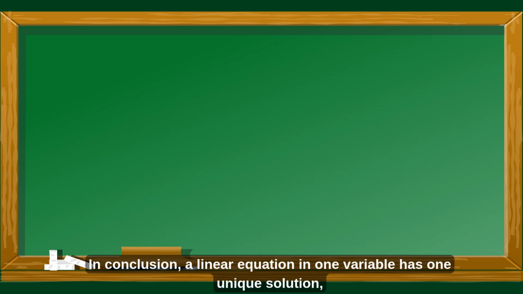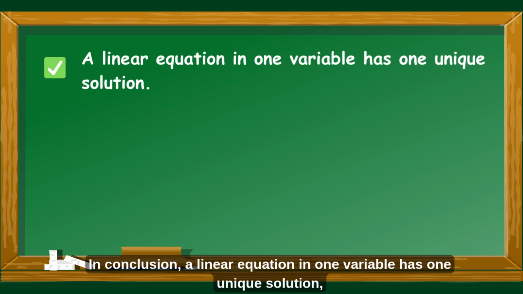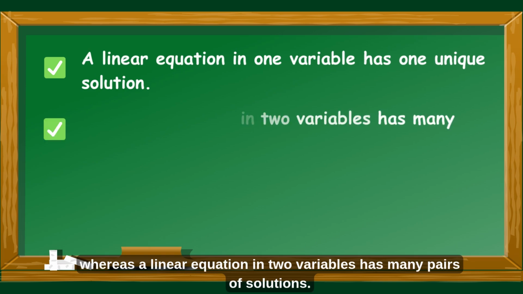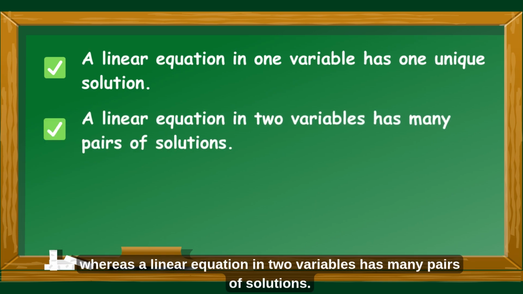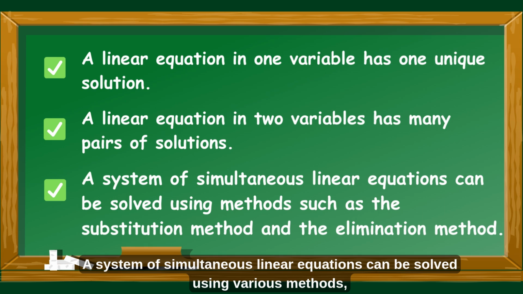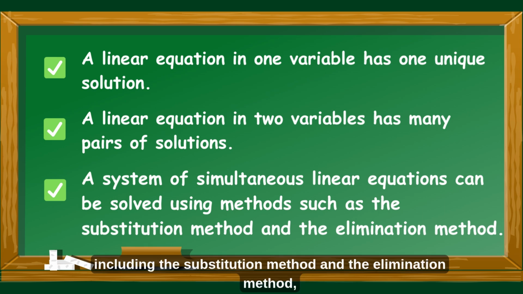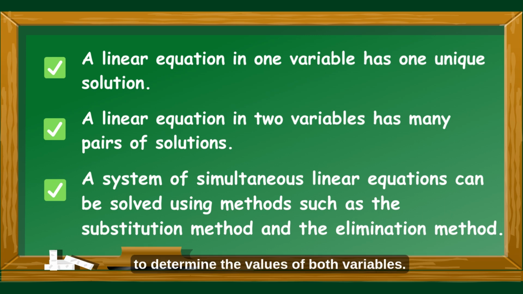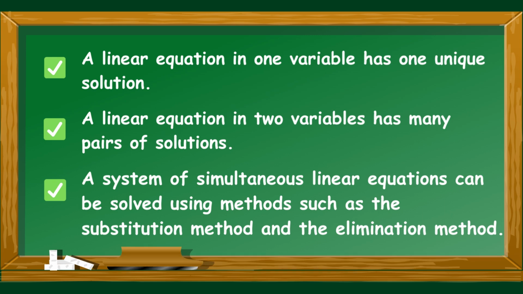In conclusion, a linear equation in one variable has one unique solution, whereas a linear equation in two variables has many pairs of solutions. A system of simultaneous linear equations can be solved using various methods, including the substitution method and the elimination method, to determine the values of both variables.